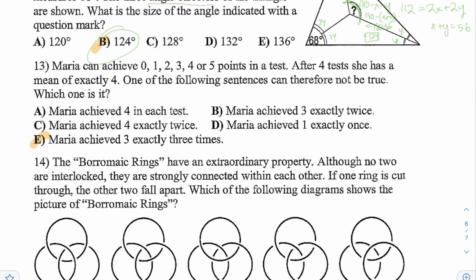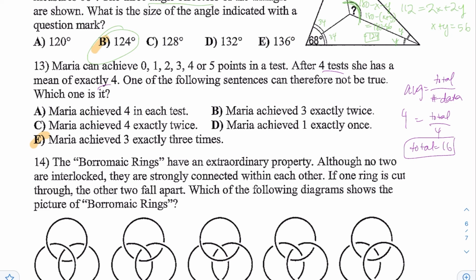Next one, number 13. Maria can achieve 0, 1, 2, 3, 4, or 5 points in a test, and after 4 tests, she has a mean or an average of exactly 4. One of the following sentences can therefore not be true. Which one is it? So just go through all the choices and try to make each one true, and you can eliminate that choice. So here, after 4 tests, her average is 4. So remember, average or mean is the total divided by the number of data. So that means that 4 is equal to the total divided by 4. So the total has to be 4 times 4, or 16.